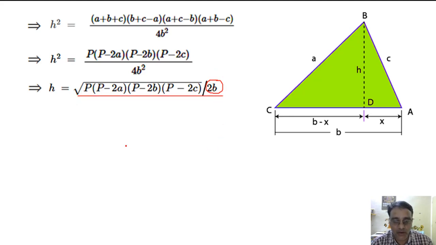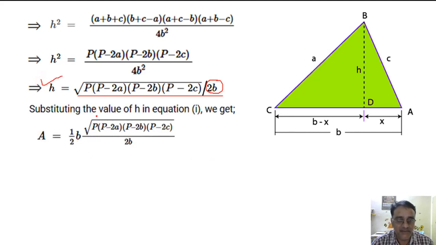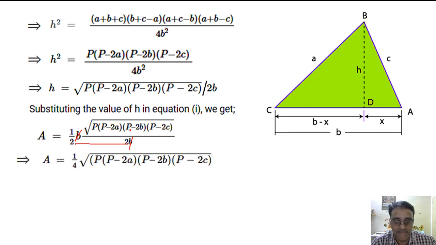Okay. So now what was the formula of the area of a triangle in the beginning? Half into base into height, half into b into h. Now we'll substitute h in that equation, this one h. This step is clear? Yes, sir. Okay, so b and b will be cancelled and these two will be multiplied. So what are we going to get? 1 by 4 into root over this one. This step is clear? Yes, sir.